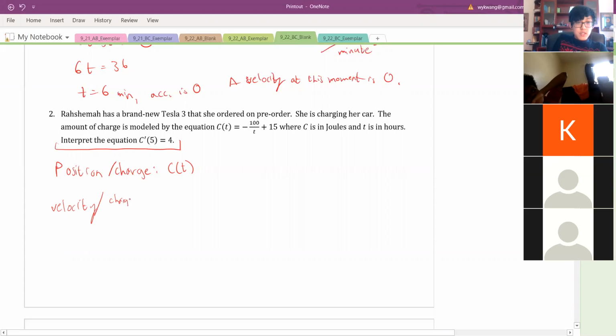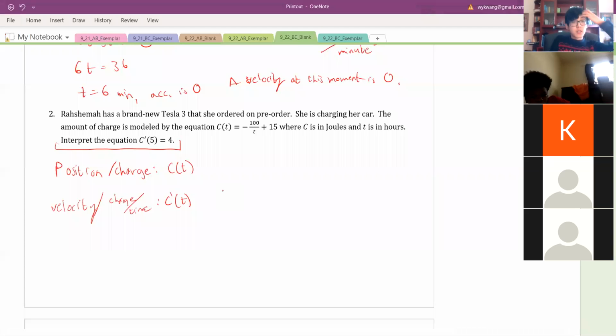Now, if I take the derivative of this, it's going to be velocity, or, I don't really know how to express this, charge over time, because now we're looking at a rate. Not just what the charge is, but the rate of the charge, so how fast it's charging. So in this case, it could be modeled by 4. We're told that charge is in joules and T is in hours, so it'd be 4 joules per hour.